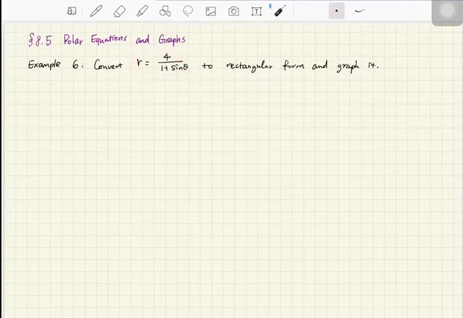The reason for this problem wanting to convert it to a rectangular form is because this is actually a parabola shape. This is a parabola graph facing downward. But from the polar equation, we cannot really see there's a parabola and that it's facing downward. It's much nicer to see it from the rectangular form. That's why for this problem, they ask you to convert it first and then graph it.